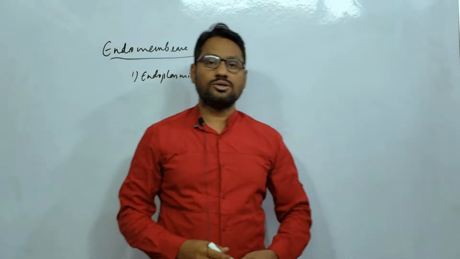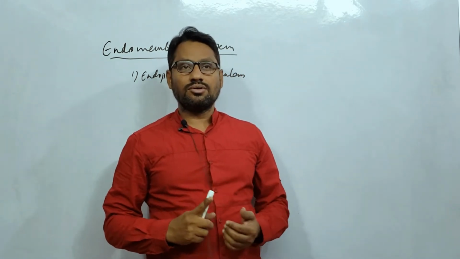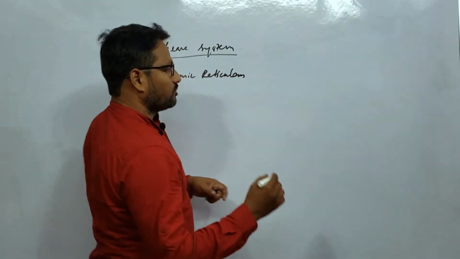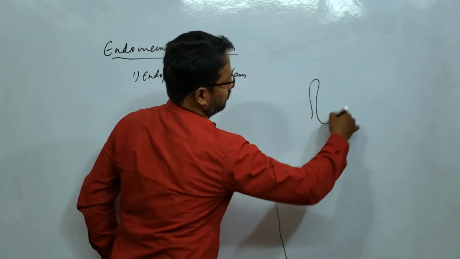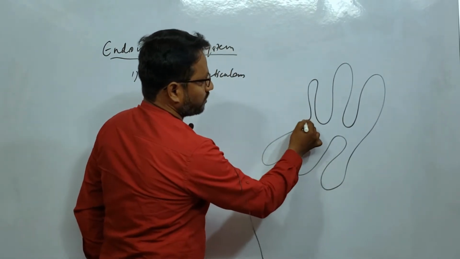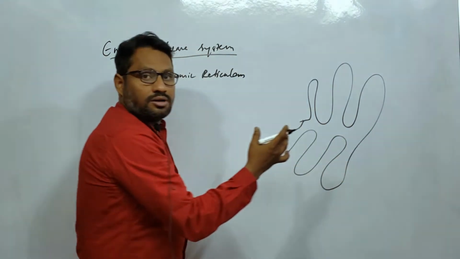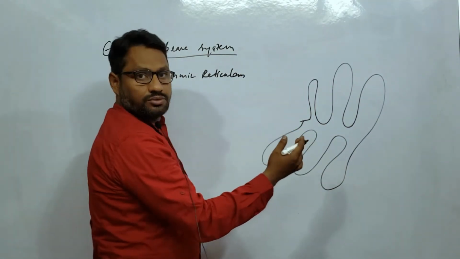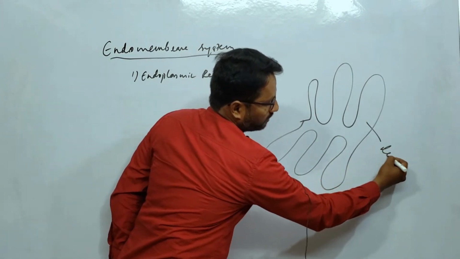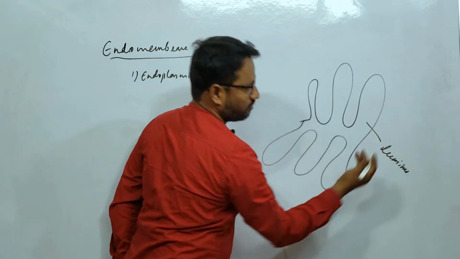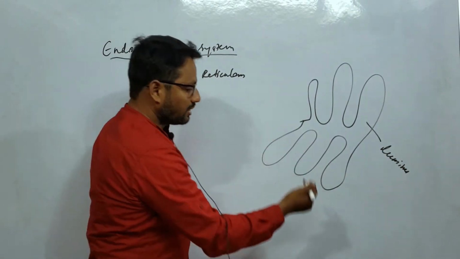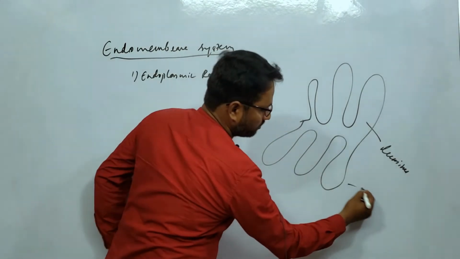Endoplasmic reticulum. What is endoplasmic reticulum? It is a network or reticulum of tiny tubular structures present in the cytoplasm. It divides the intracellular space into two compartments. One is luminal, which is the space present inside the endoplasmic reticulum, and the outside is the extraluminal, that is the cytoplasm.